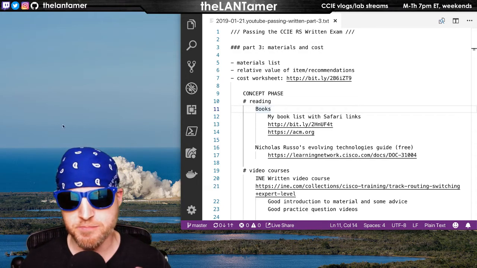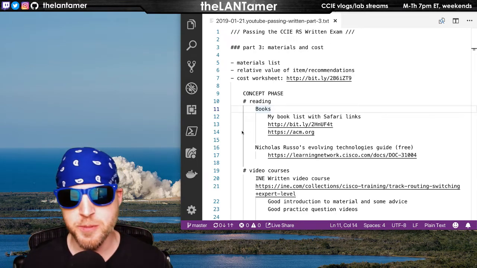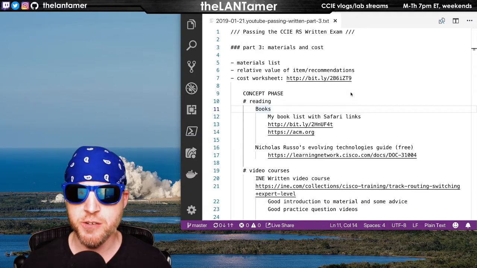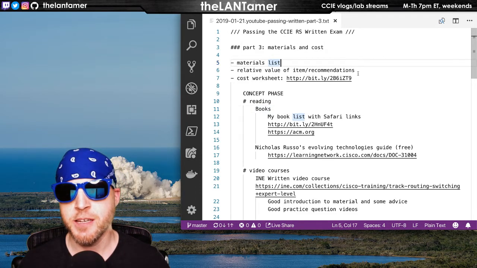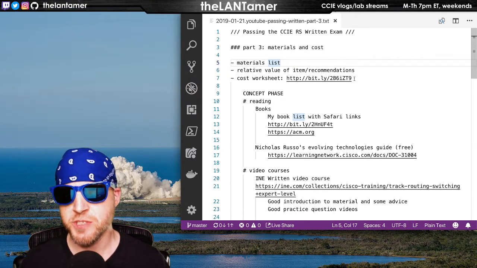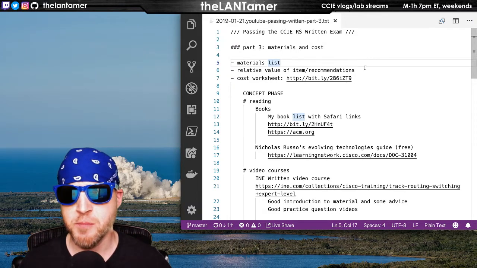And this is what maybe a lot of you came here for, what a lot of people are really interested in: what materials did you use? How much did it cost you? We're going to go over that today by means of a materials list. I have a worksheet which is available here and will be linked below, and I have my recommendation on each of these, what I thought about them.